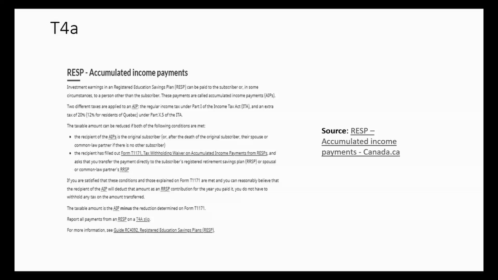If you're satisfied that these conditions and those explained on form T1171 are met, and you can reasonably believe that the recipient of the AIP will deduct the amount as an RSP contribution for the year you paid it, you do not have to withhold any tax on the amount transferred. The taxable amount is AIP minus the reduction determined on form T1171. Again, this has to do with your registered education savings plan. You can find more information on Canada Revenue Agency's website. You have your guide RC4092 to explain what this is all about.